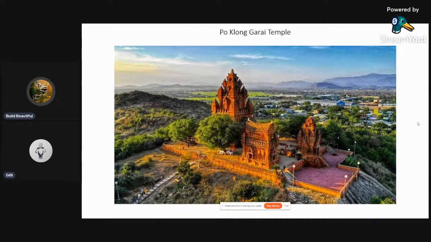So on the far right you can see the gate tower, which is where people traditionally pass through in order to get into the temple complex. In the middle, you can see the fire tower. And on the far left, you can see the main tower. The main tower, I think, is 20 meters tall, the fire tower is about 10 meters tall, and the entrance tower is roughly 9 meters tall.